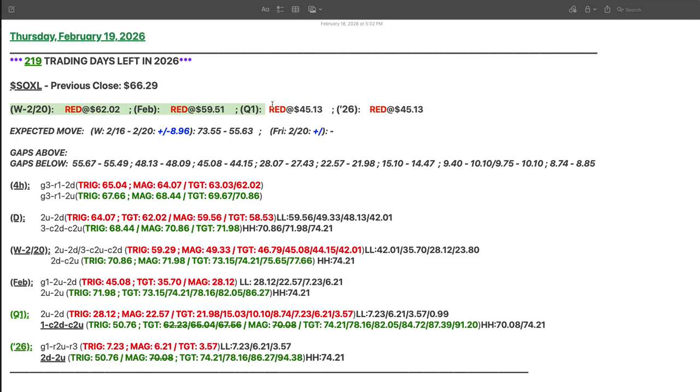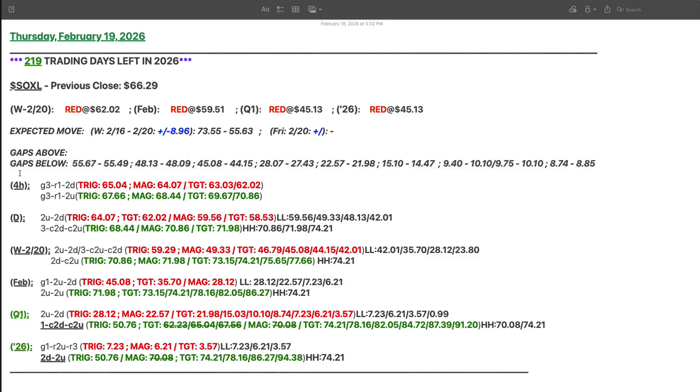So for all intents and purposes, right now we are full time frame continuity to the upside. Week, month, quarter, and year are green. We know the expected move for the week by the market makers from the close of Friday's price was plus or minus $8.96, giving us an expected range of 73.55 to 55.63. So kind of just dead in the middle of that range right now. There's no gaps above currently, but there are quite a few gaps below. So we want to keep those in mind, keep those in our notes so that we have those for a quick reference.